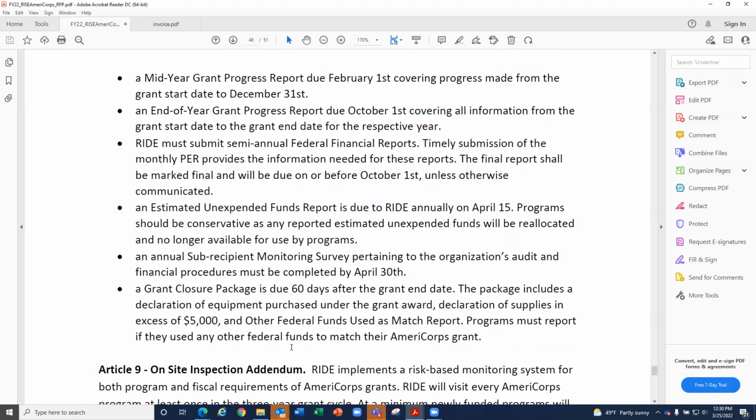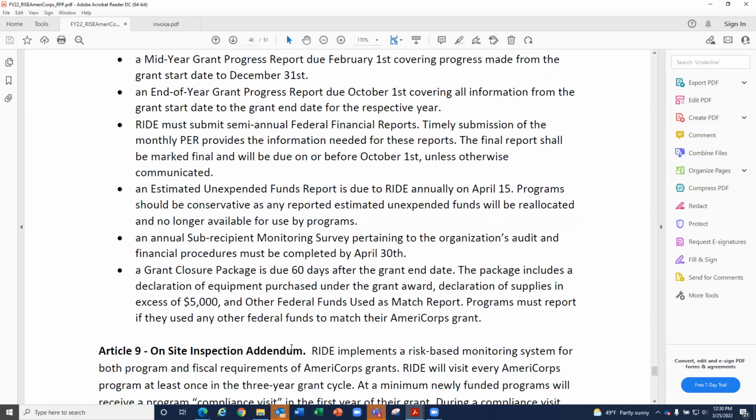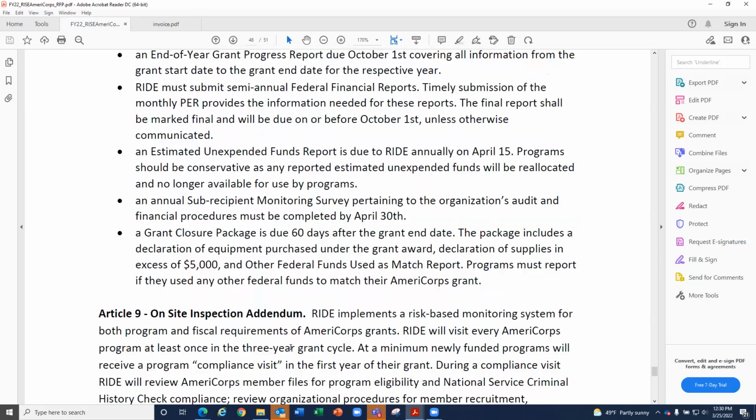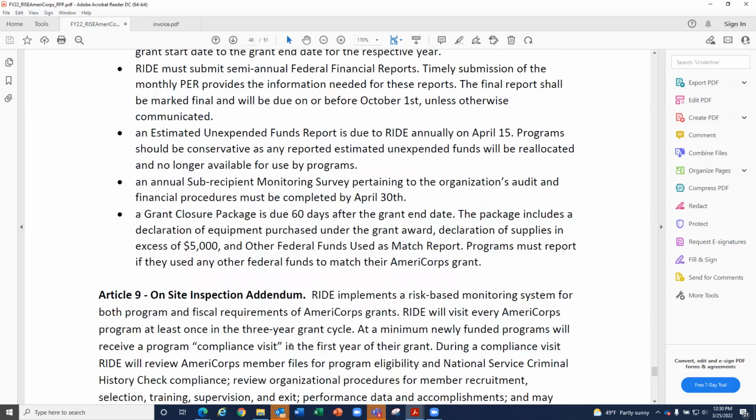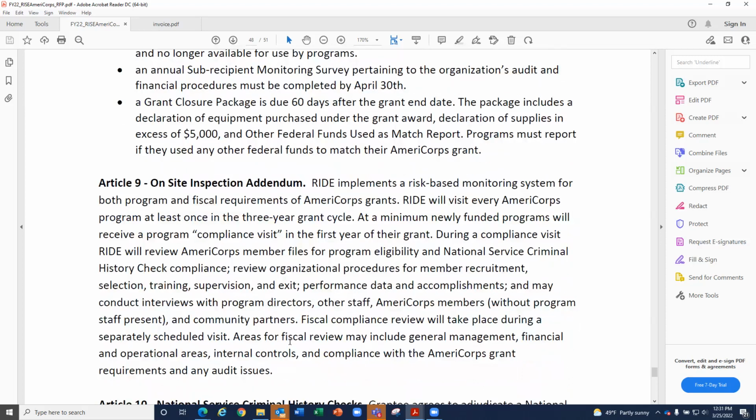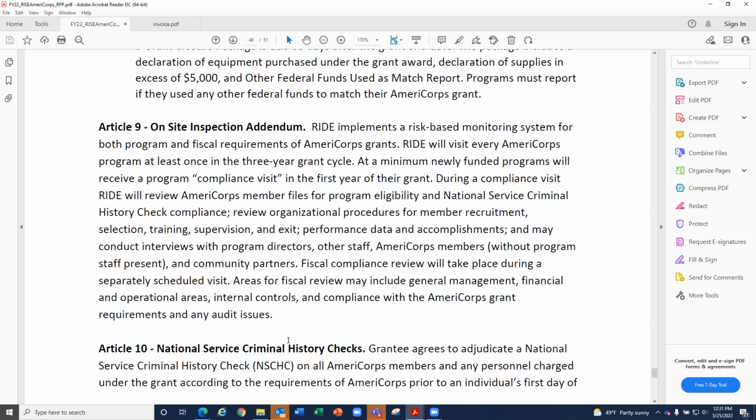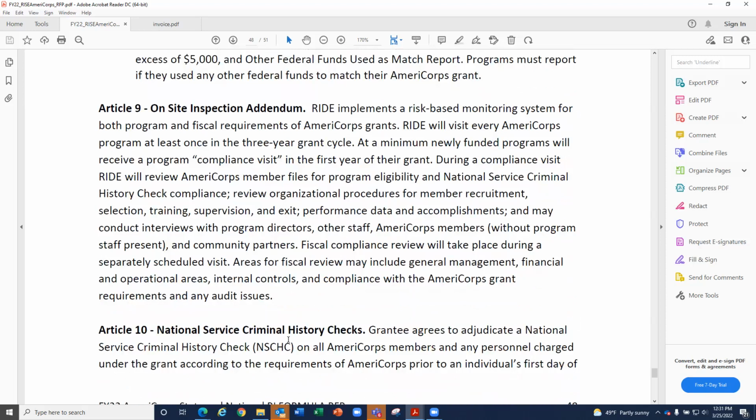And I know this is very detailed, but I think it's worth having the big picture of taking on this federal and state grant and the expectations that come with it.